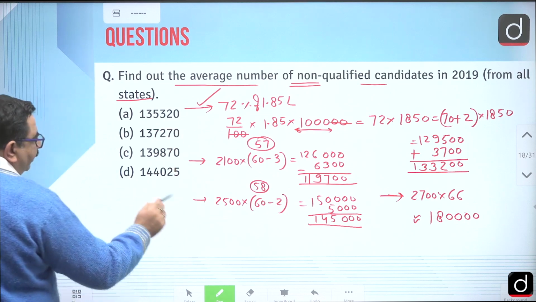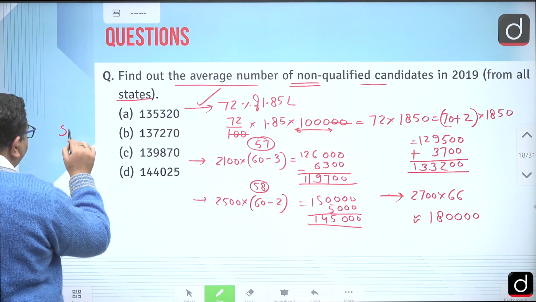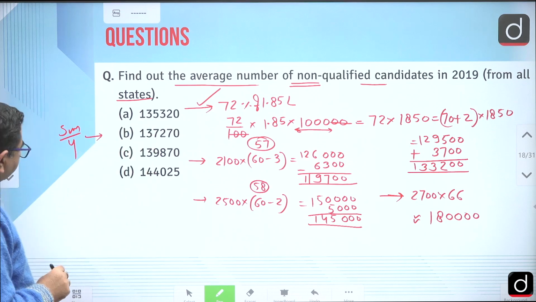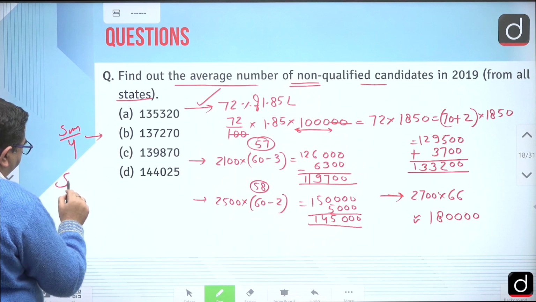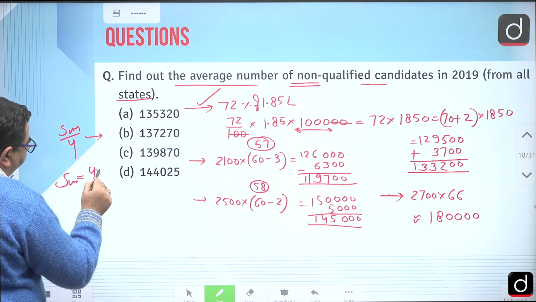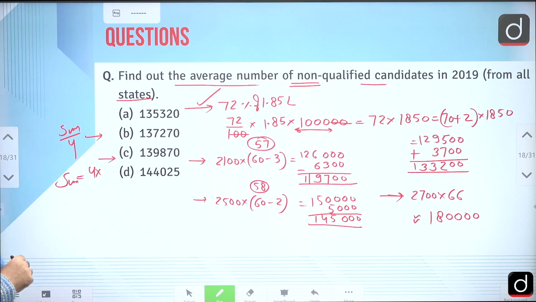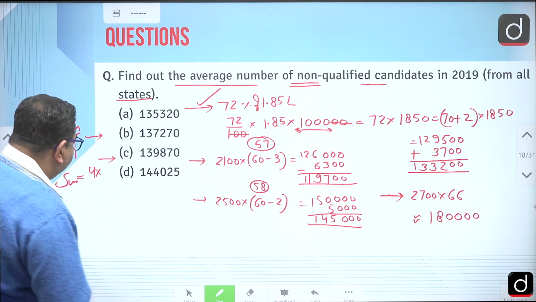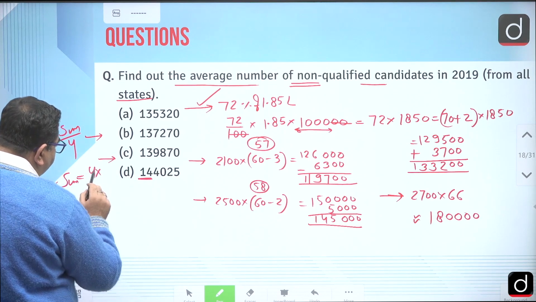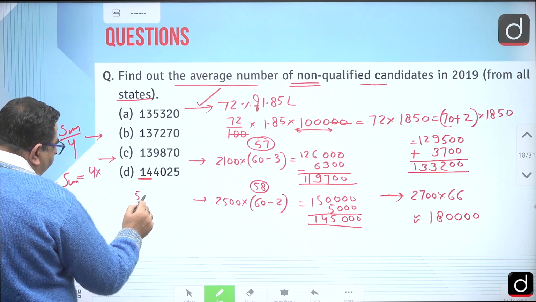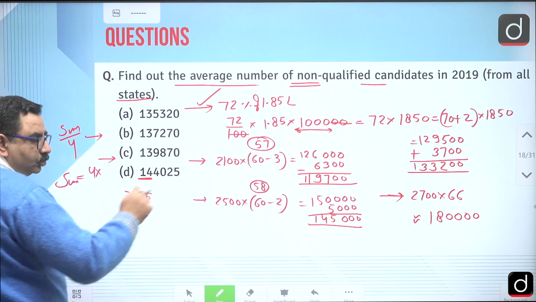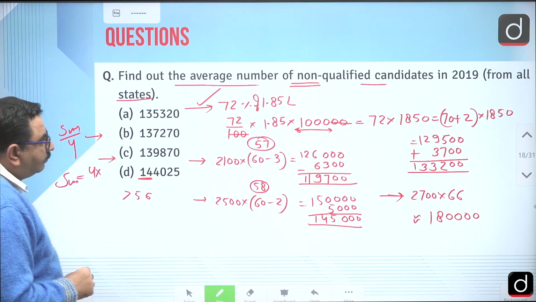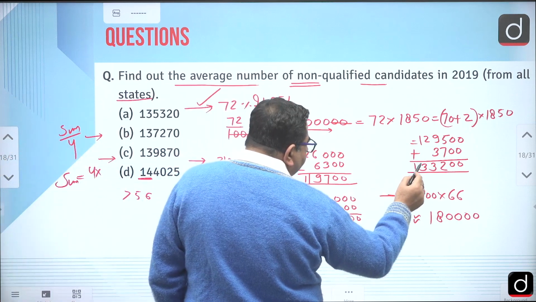So whatsoever be my calculation sum, that sum divided by 4 gives me any of these options, right? So can I say my sum should be equal to 4 times any of these options? This is 1,44,000. So 4 times, if we consider the first 2 digits, 14 into 4, so more than 56. So my sum should be coming out to be more than 56 if I add only the first 2 digits from here.